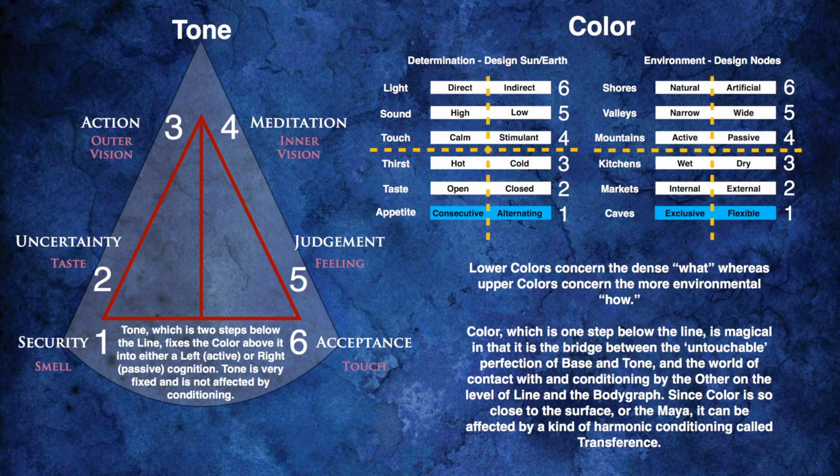And I've noticed that people with a first color determination can have the deepest and strongest appreciation for things unto themselves. Remember that the lower colors concern the dense what, whereas upper colors concern the more environmental how. So if we're looking at the first color, what is it? It's at the base of the lower colors. It's the foundation of the what, you could say. So it forms the foundation of a kind of cognition that is about appreciating things more than appreciating the ambience of the environment or the how.